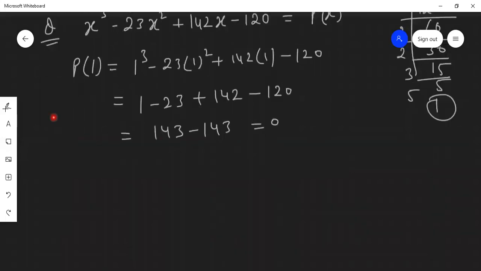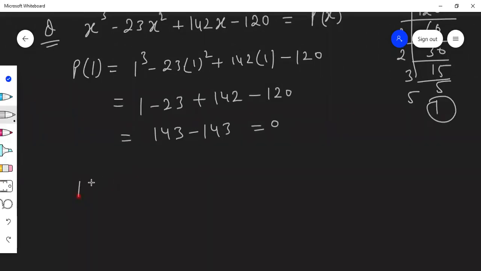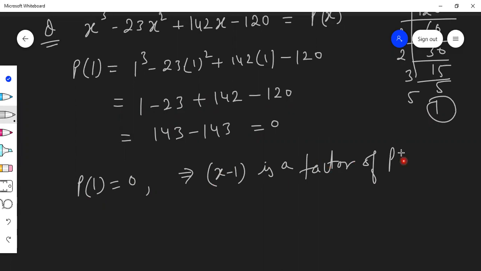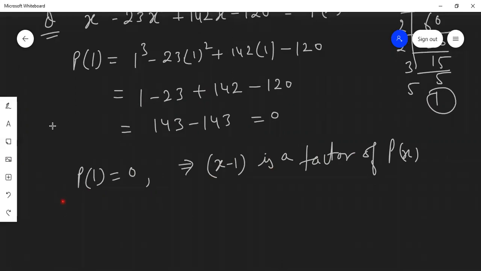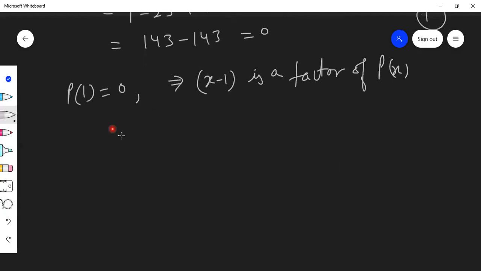Now if P1 is 0, what can we say? P1 is equal to 0. This implies x minus 1 is a factor of px, this is what the factor theorem says, no? Now, once you know this is a factor of px, that means px should be completely divisible by x minus 1. Means when you divide px by x minus 1, your remainder should be 0. So we will do this by long division method maybe. Okay, let's try this one.